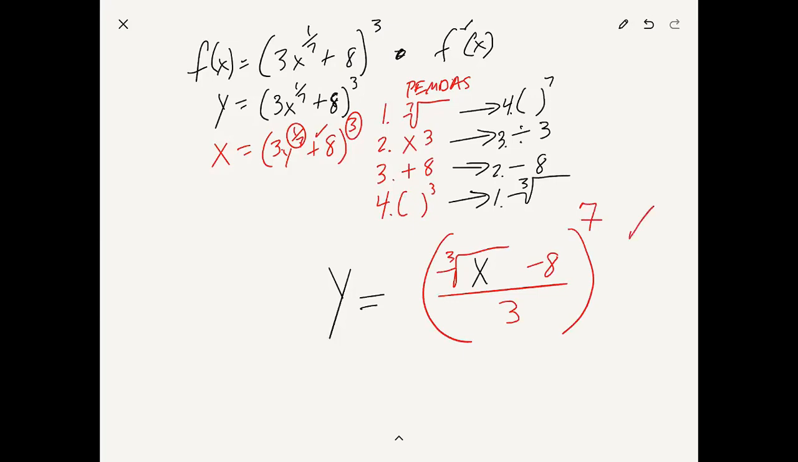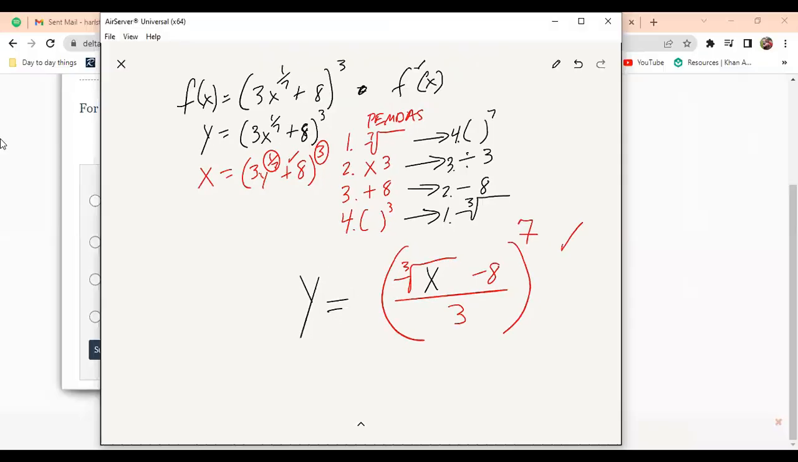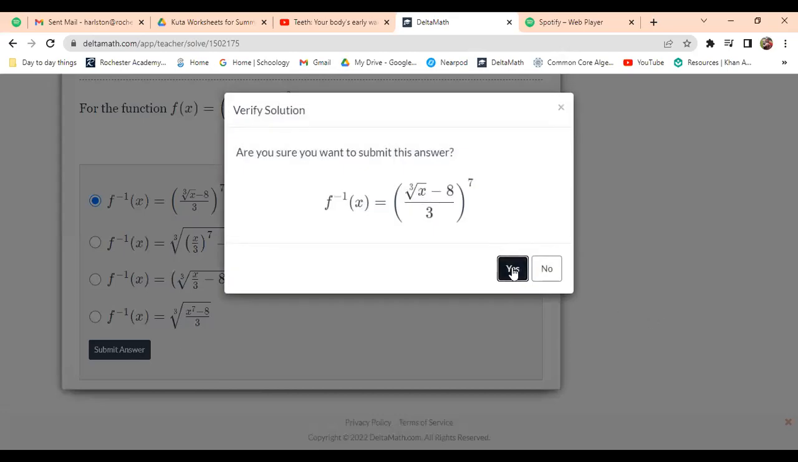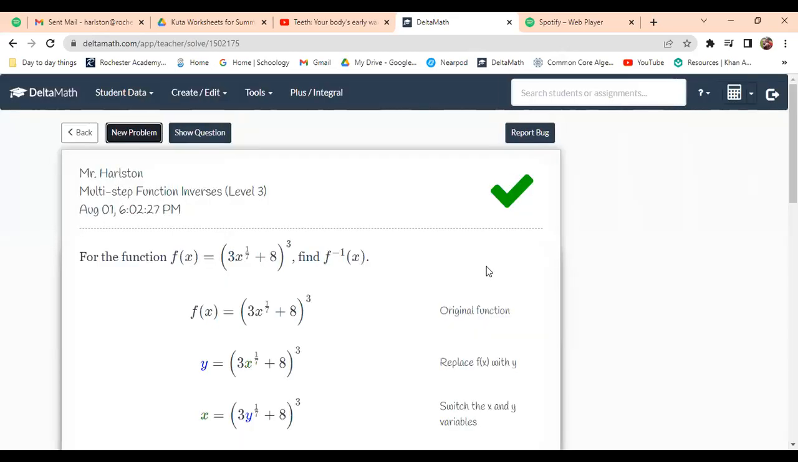Okay, so now I go here. I'm looking for, let's see, it looks like it's the first one. The cube root of x minus 8 divided by 3 raised to the 7th power. Let's see what we got here. Perfect. Okay, let's try another one.